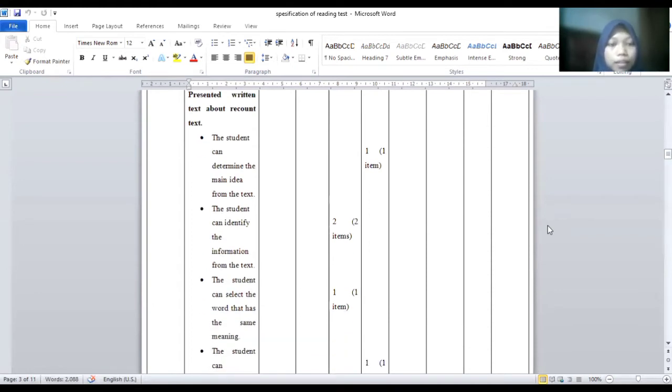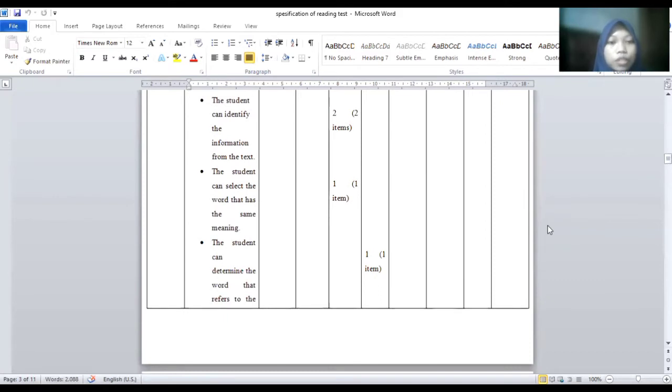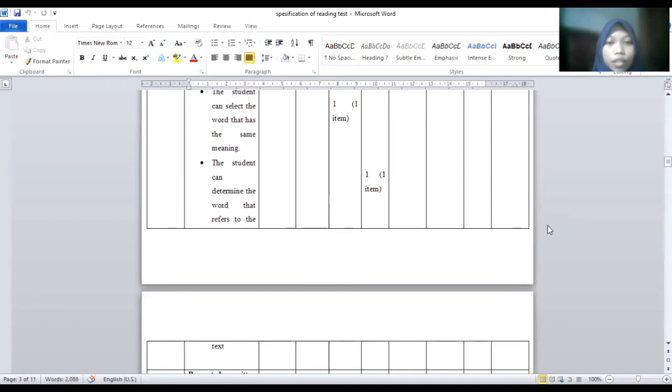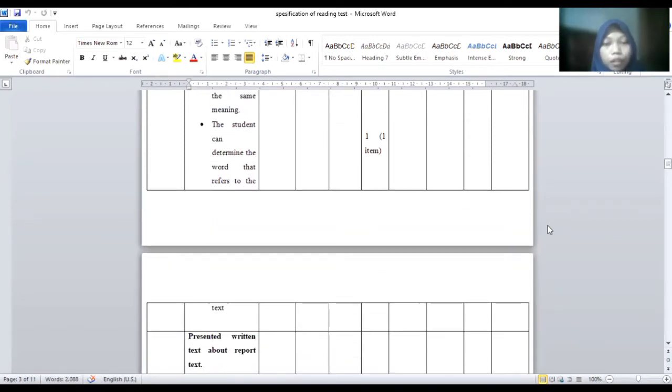And then the second is the student can identify the information from the text. Cognitive domain is application. There are 2 items. And then the student can select the word that has the same meaning. Cognitive domain is application, 1 item. And then the student can determine the word that refers to the text. Cognitive domain is analysis. There is one item.